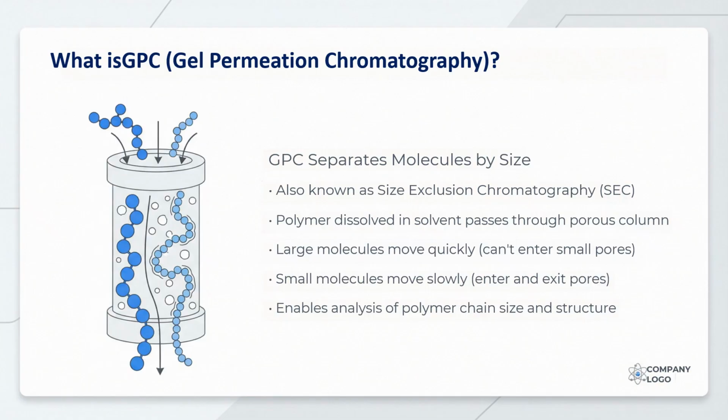GPC separates polymer molecules purely by size. A polymer solution flows through a column filled with porous beads. Large molecules can't enter the pores, so they move faster. Small molecules enter the pores and get delayed. As a result, molecules are separated based on size, not chemistry, giving us a full picture of polymer chain distribution.